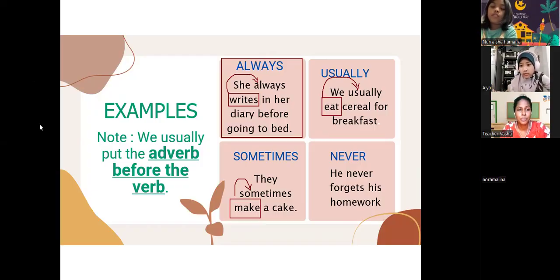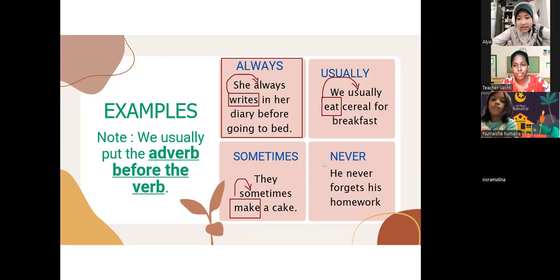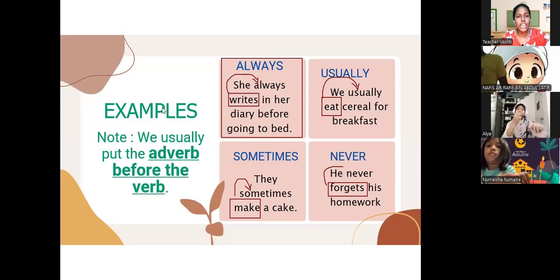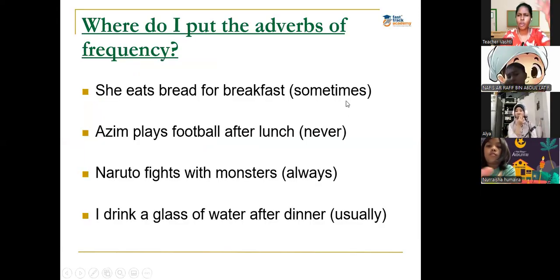Alia, can you read for me? He never forget his homework. Okay, which is the verb, Alia? Perbuatan. Forgets. Very good. So where do you put the never? You put it before the verb. Sebelum kata kerja. Okay? Now, let's try. She eats bread for breakfast. Where do I put the word sometimes? Before it.